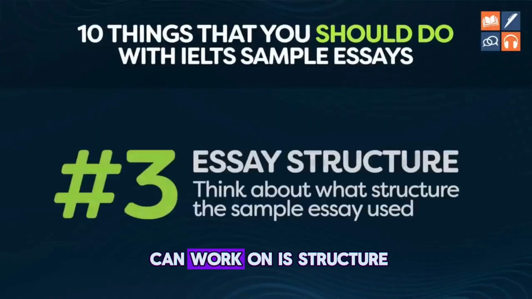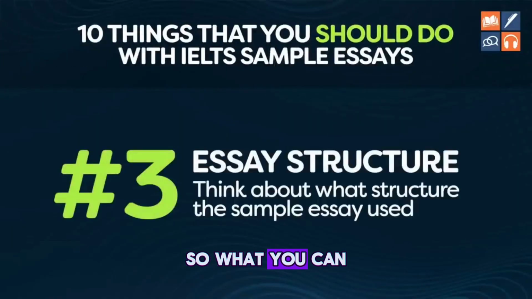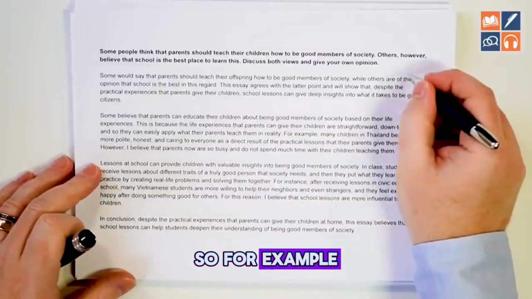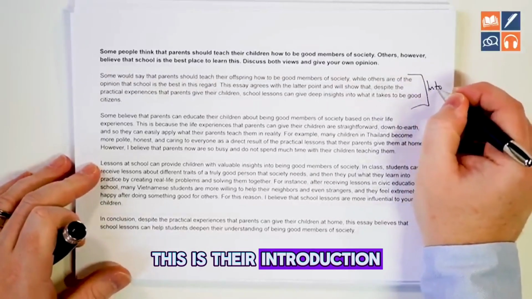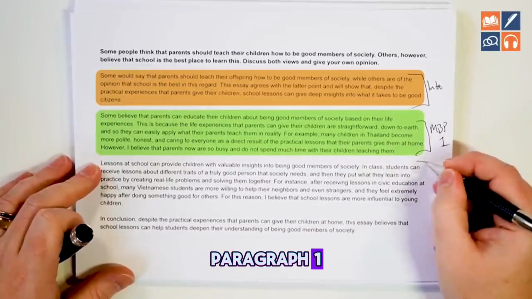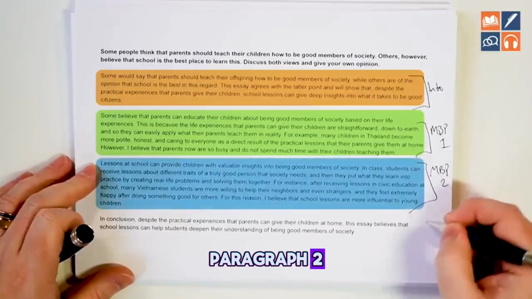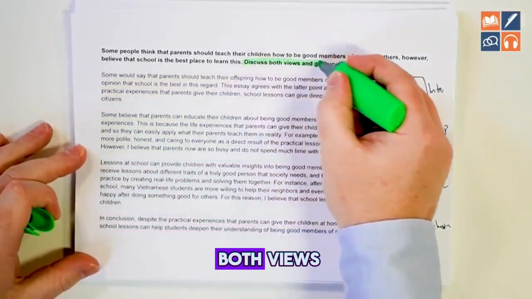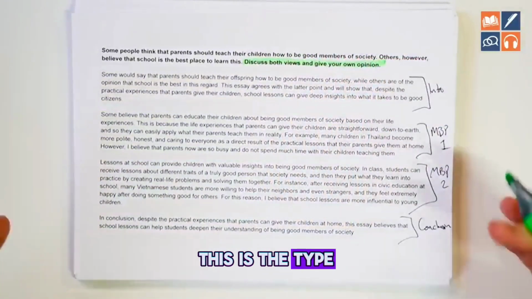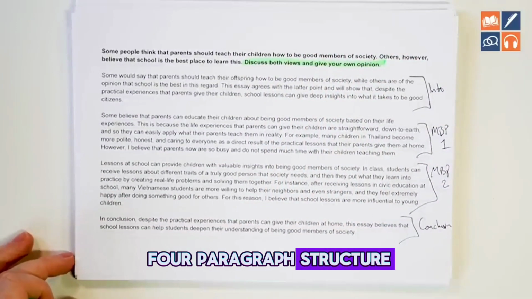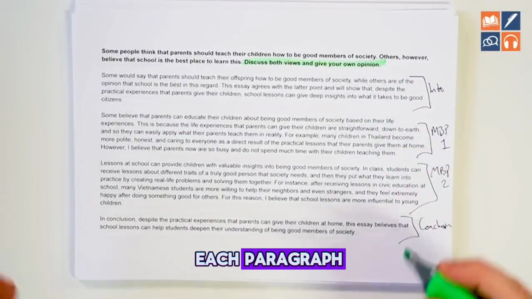own. The next thing you can work on is structure. So what you can do is read the question, read the whole essay, and then think about the structure that they used. So for example, this is their introduction, this is their main body paragraph 1, this is their main body paragraph 2, and this is their conclusion. So what we're going to do here is discuss both views and give your own opinion. This is the type of question that we're talking about here. So they're using this 4-paragraph structure, but then within each paragraph, what are they doing?